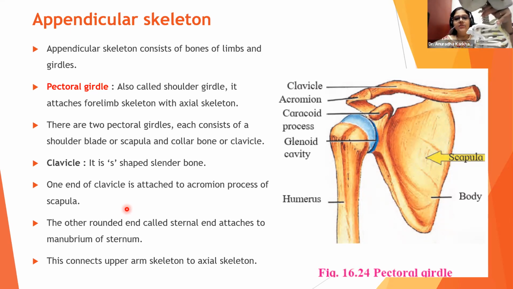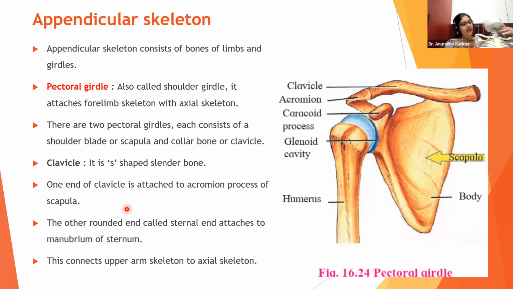You can see the attachment of the scapula with the clavicle. है ना? तो ये जो point of attachment है इन दोनों का, that is going to be called as acromion process of scapula. Okay. The other rounded end, called as the sternal end, is attached to the manubrium of the sternum.